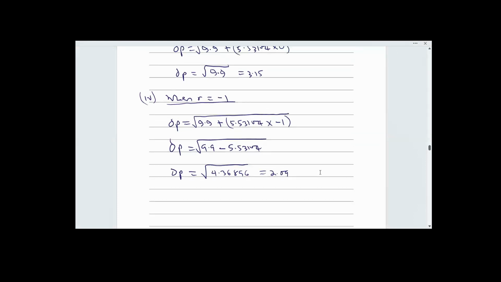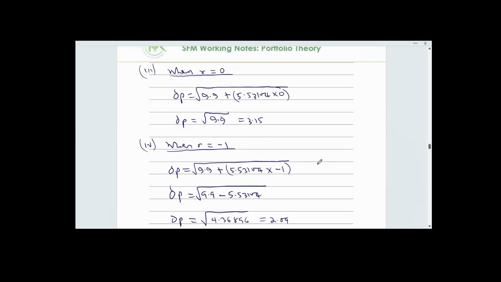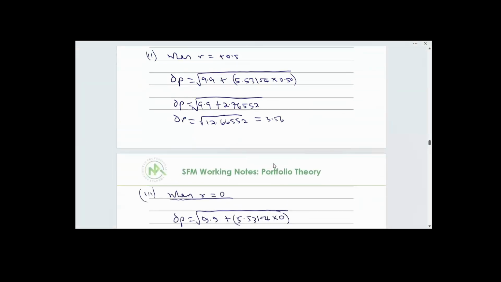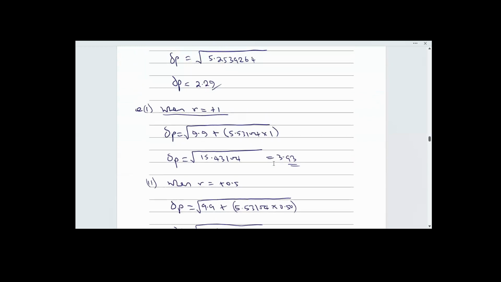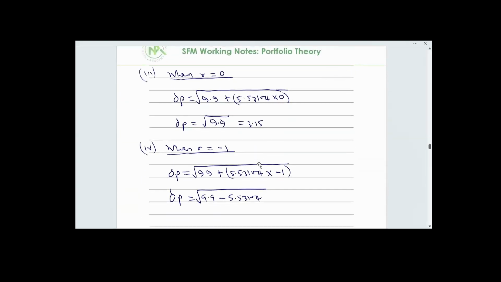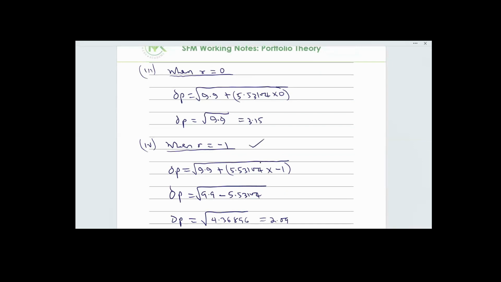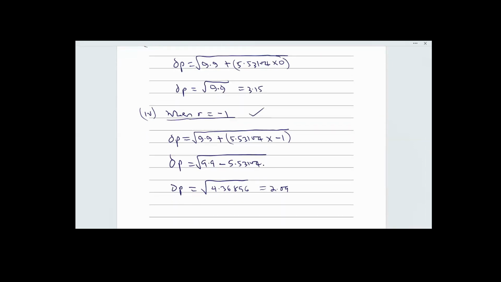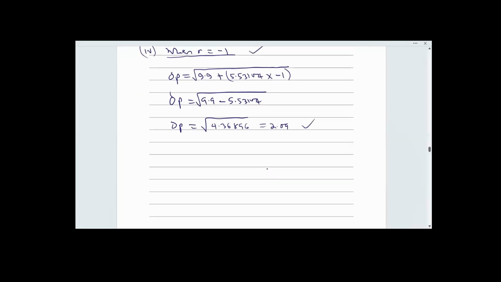So the examiner is now asking, what conclusion do you draw? You notice that when the correlation coefficient was perfect positive 1, the risk of the portfolio was 3.93. When the correlation coefficient is perfect negative 1, the risk of the portfolio has reduced to 2.09. Therefore, what conclusion do you draw?